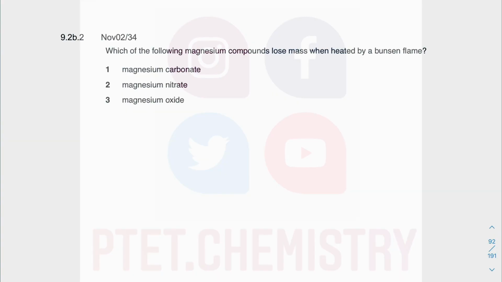Moving on to the next question, it's saying which of the following magnesium compounds lose mass, so gets lighter. They can change the terminology a little bit, yeah? When you heat by a Bunsen flame, we're talking about thermal decomposition. You are not adding anything to it, you are just heating it. So you're trying to do thermal decomposition.